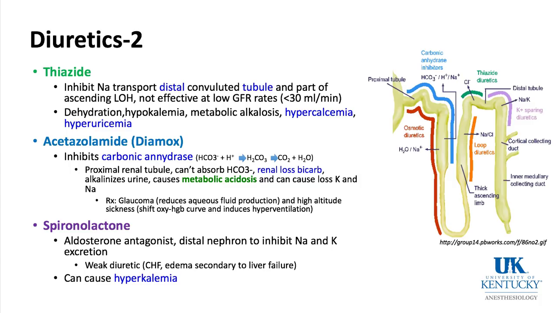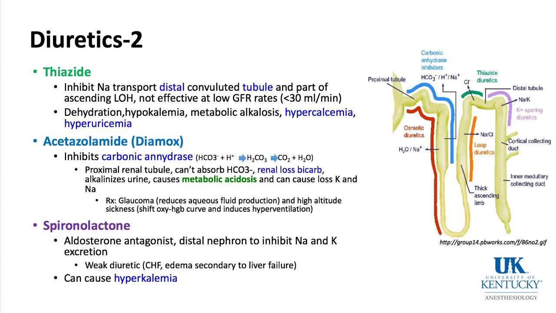Acetazolamide or Diamox works in the proximal renal tubule, represented by the light blue in the figure at the far right, and it inhibits carbonic anhydrase such that you don't absorb bicarbonate. You pee bicarbonate, and so you alkalinize the urine, and if you're losing bicarbonate in the urine, then you become metabolically acidotic. And the classic case would be someone who has glaucoma and has taken Diamox eye drops in their eye, and that is used to reduce aqueous fluid production in that glaucoma patient.